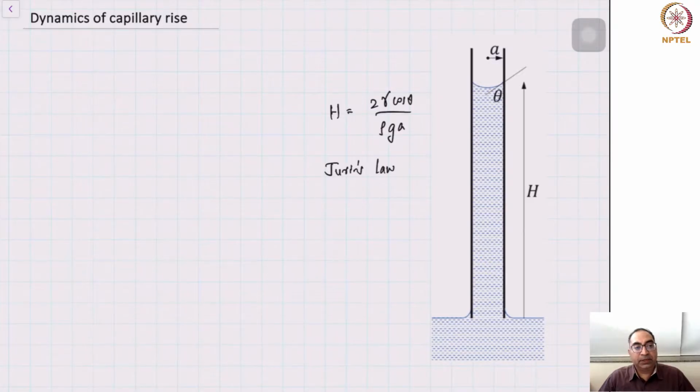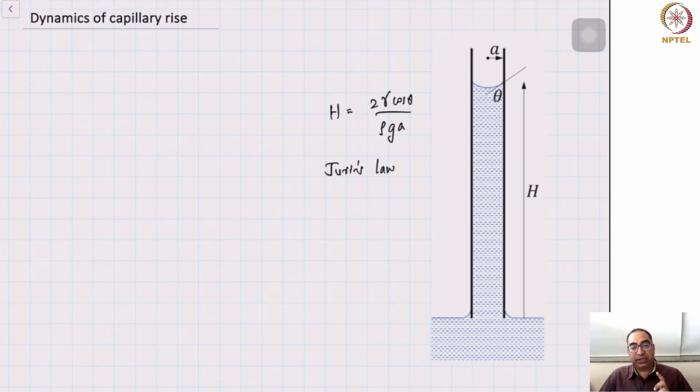Hello everyone. In this lecture, we'll be looking at the dynamics of capillary rise. We'll start with something that all of you already know, which is the static case. In capillary statics, we've seen that when we dip a capillary tube into a fluid bath, the fluid would rise to a certain height, as shown here schematically as the variable h.